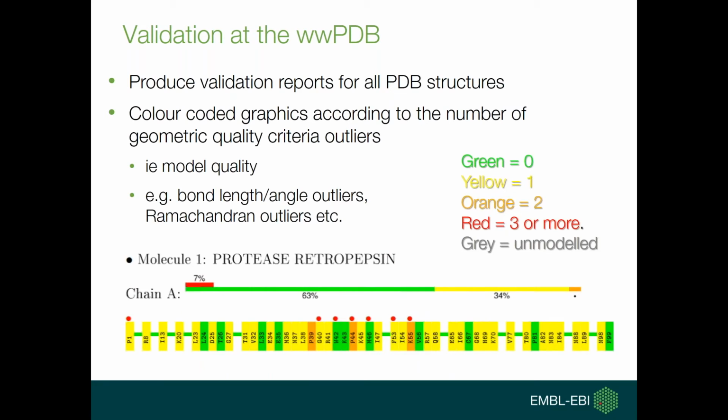Another thing we do across the wwPDB is to produce validation reports for all new PDB structures. Within these, we produce color-coded graphics for all the proteins, showing the geometric quality outliers within the protein itself. The green residues along the bottom of the screen here represent no quality outliers, ranging to red, which means there are 3 or more model quality issues. These can be things like bond length, bond angle, Ramachandran outliers, or maybe too close contacts.